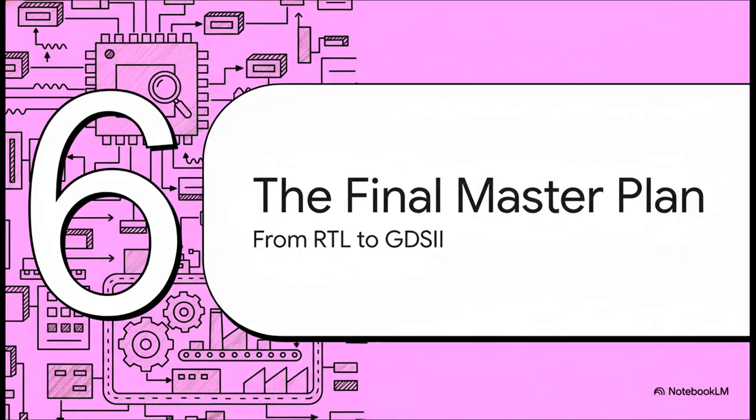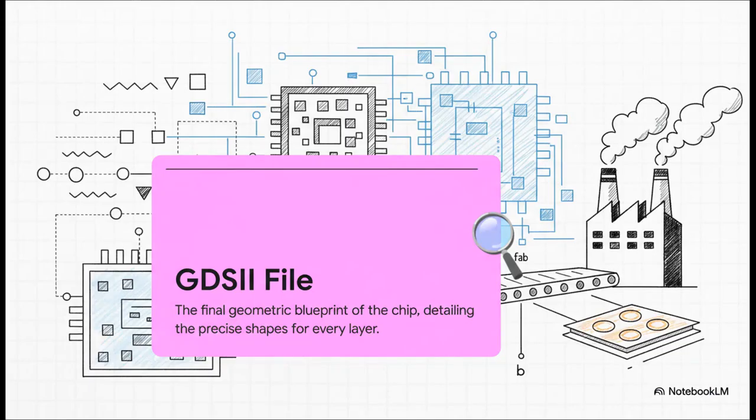So let's recap. We've designed it, we've placed it, we've routed it, and we've even built in a way to test it. Our journey's almost over. There's just one last thing to do. Create the final official blueprint for the manufacturing plant. And that final output, that master plan, is called a GDSII file.